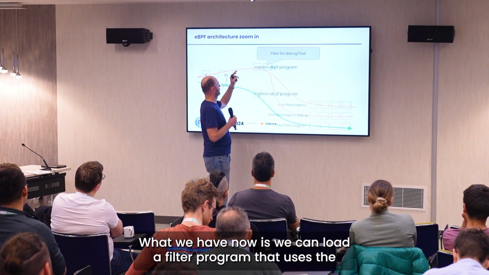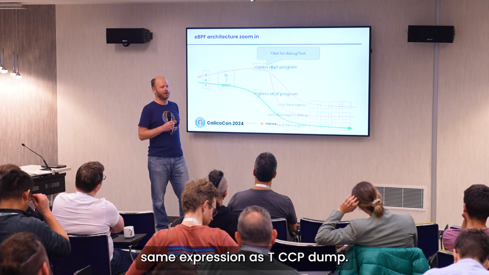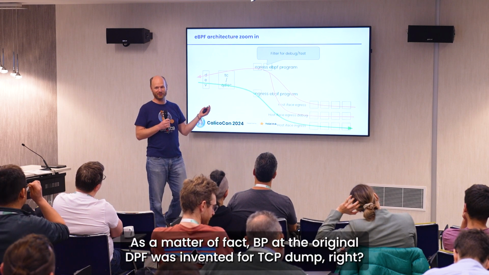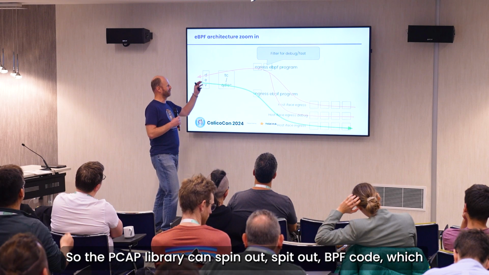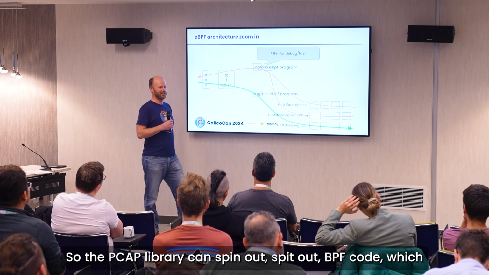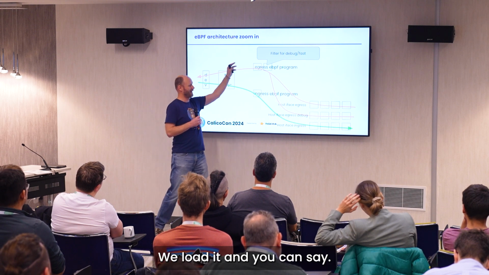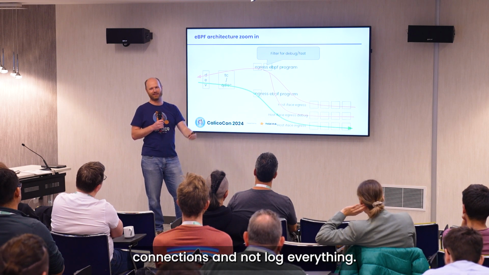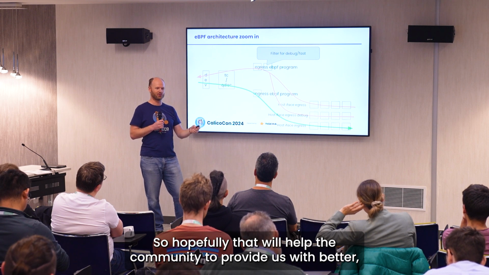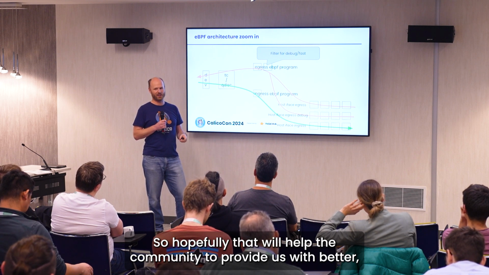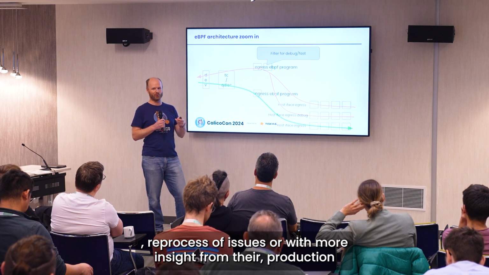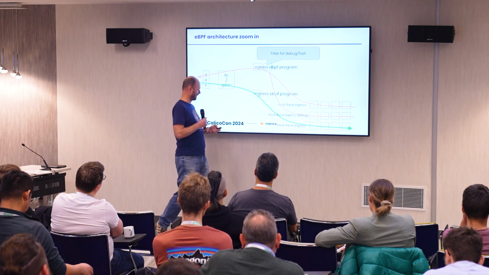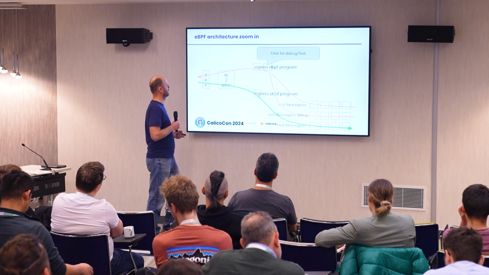What we have now is we can load a filter program that uses the same expression as tcpdump. As a matter of fact, BPF, the original BPF, was invented for tcpdump, right? So the pcap library can spit out BPF code, which we then translate into eBPF. We load it, and you can say, all right, I just want to see the SYN packets of those particular connections and not log everything. So hopefully that will help the community to provide us with better repros of issues or with more insight from their production environments when they have problems. That was introduced in 3.26.